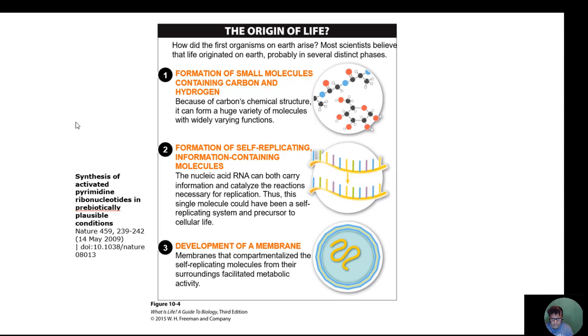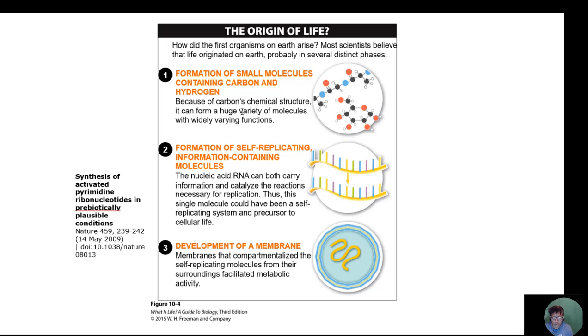And so when we question how the first organisms on Earth arose, many scientists believe that life originated on Earth probably in several distinct phases. So first you had the formation of small molecules containing carbon and hydrogen. Because of carbon's chemical structure, remember we have those 4 open valence spaces.